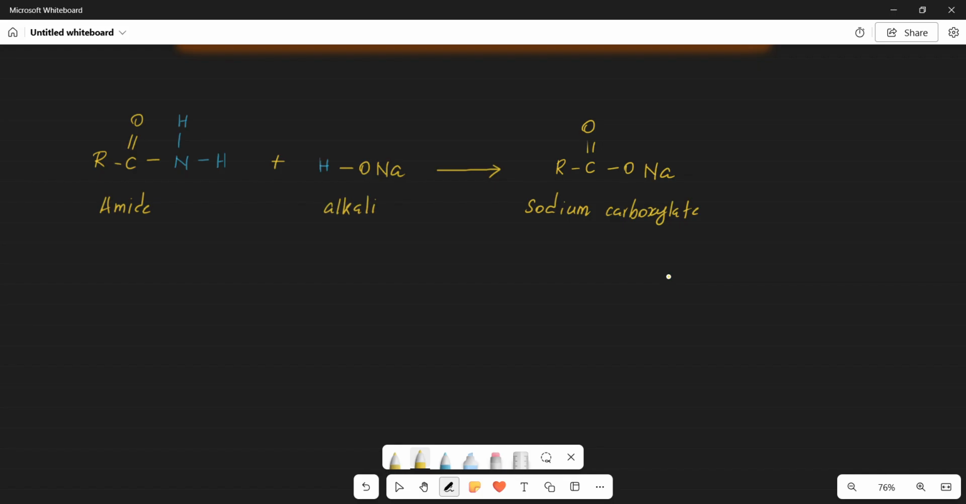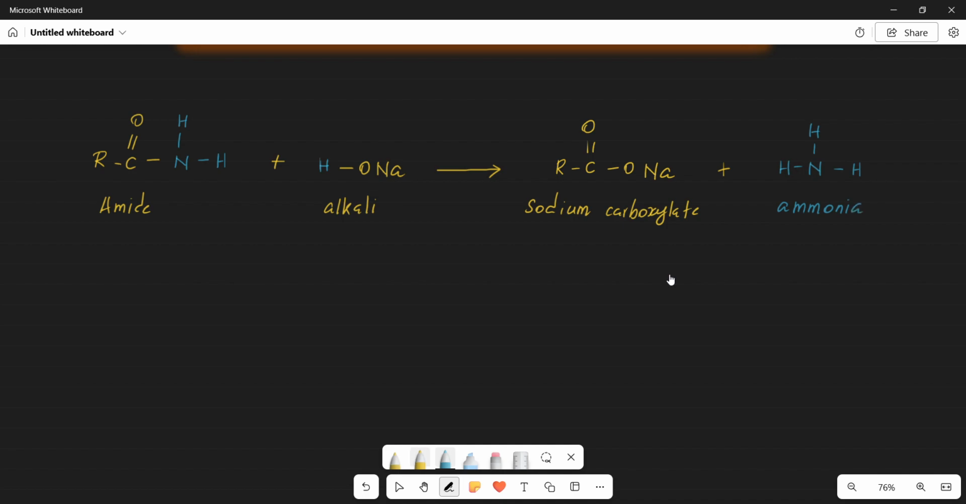So now what else I'll get? I'm going to connect the blue ones. I am going to get ammonia, not ammonium ion, which was in the acid hydrolysis. Here it is alkali hydrolysis, so I get ammonia.